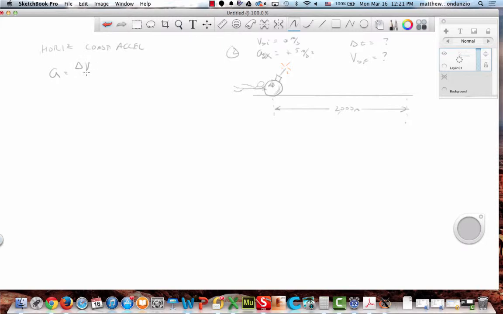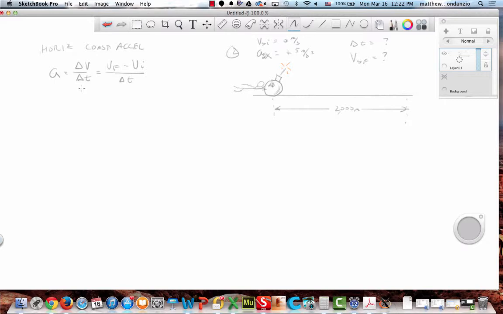Acceleration is my delta V over delta T, right? Delta V is V final minus V initial. Do you guys see that? It's just V final minus V initial over delta T. And delta T is T final minus T initial. But time is always going to be positive, so I'm leaving that complexity out of it, okay? Does that make sense?